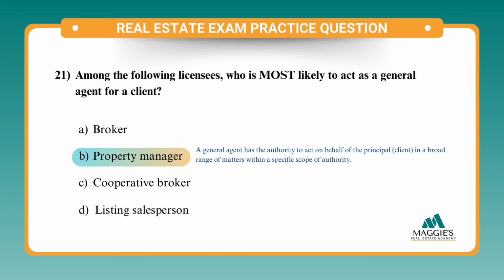While other licensees like brokers, cooperative brokers, and listing salespersons may also represent clients in real estate transactions, their roles are often more limited in scope compared to property managers. They may act as agents in specific transactions or represent clients in certain capacities, but their authority may not extend to the same breadth of matters as property managers. So a real estate agent would be considered a special agent. So therefore, among the options, a property manager is most likely to act as a general agent for a client.